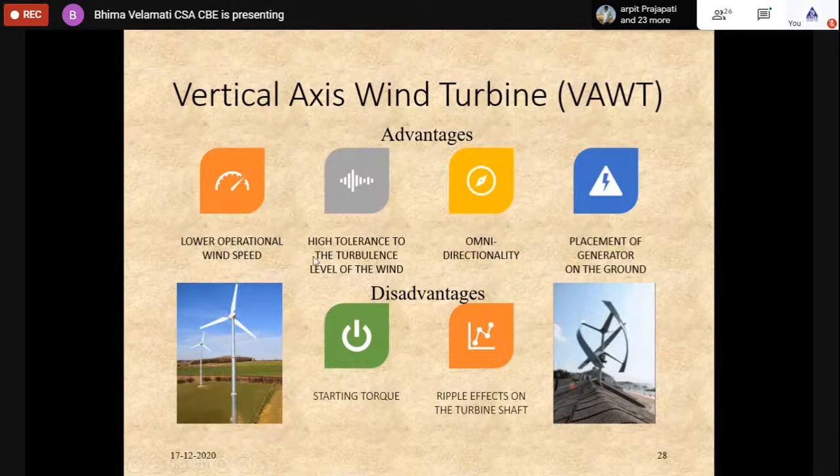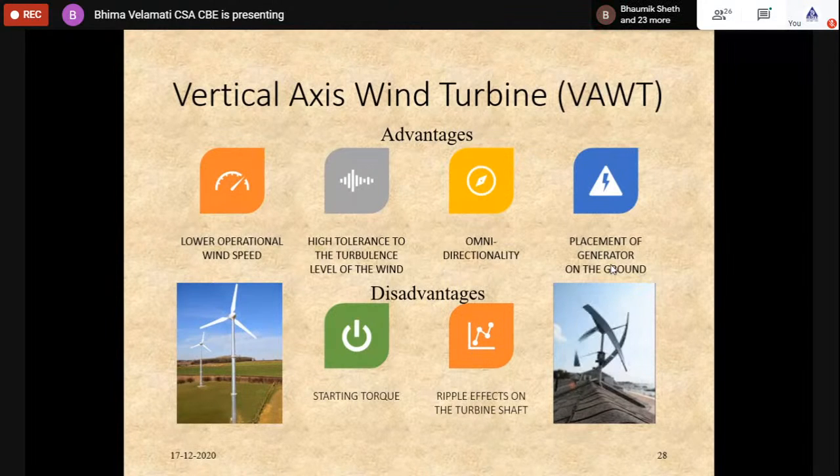But obviously, this is for very low wind speed operation. And the other main advantage is that it is very tolerant to turbulence. Obviously, because the axis rotation is omnidirectional, the wind can come in any direction. If it is perpendicular to the axis, it is very good. Directionality is not a problem. Now, if you have any engineering system with advantages, obviously you have disadvantages.